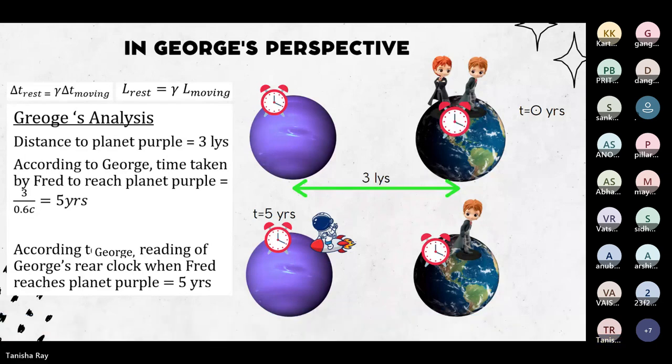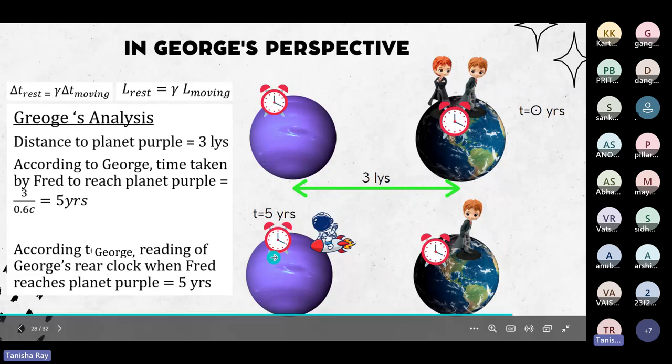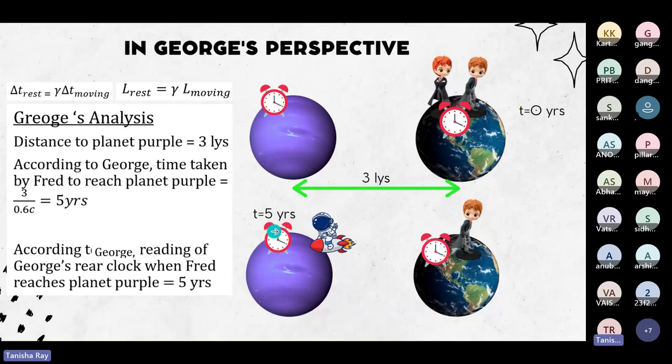All right. And as evidence, as I just said, he is going to click a picture when Fred reaches the purple planet. And if both clocks were first set to 0 when he set out, then by the time he reaches there, this clock will read 5 years. That's what we have here.